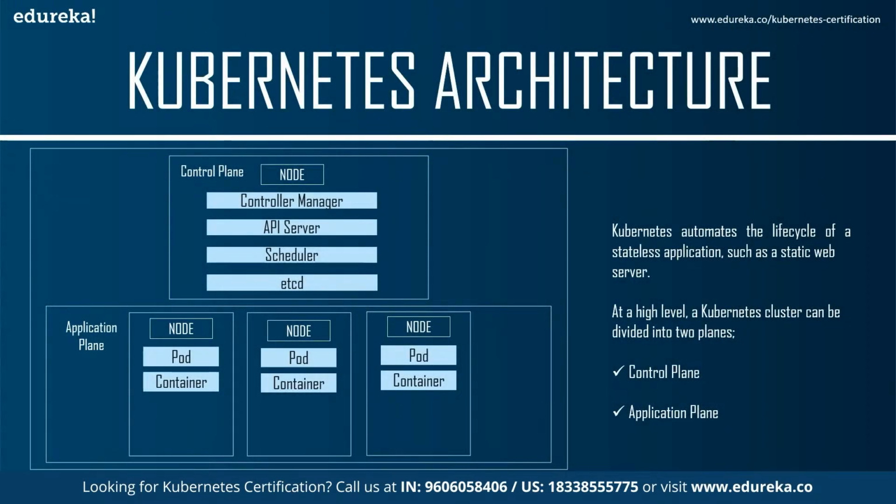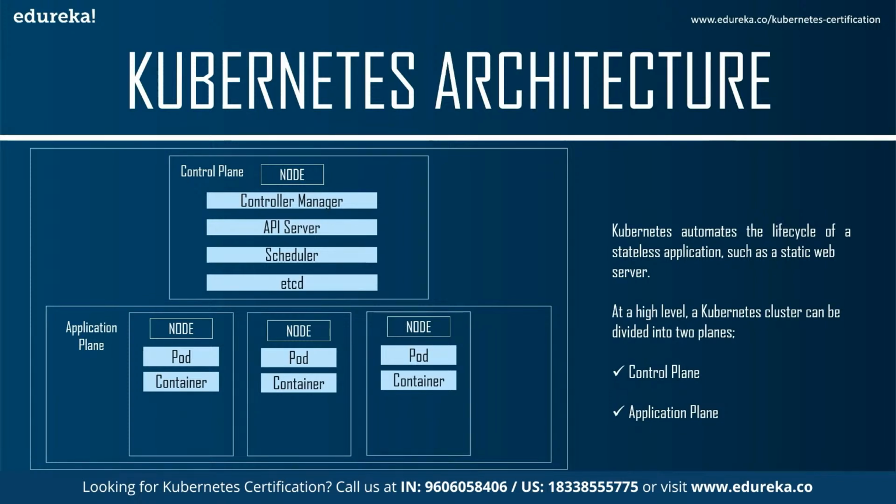So now that we've discussed Kubernetes benefits in detail, let's go ahead and talk about the Kubernetes architecture. So Kubernetes automates the lifecycle of a stateless application such as a static web server. Without state, any instances of an application are interchangeable. The simple web server retrieves files and sends them onto visitors' browsers. Because the browser is not tracking state or storing input or data of any kind, when one server instance fails, Kubernetes can easily replace it with another.